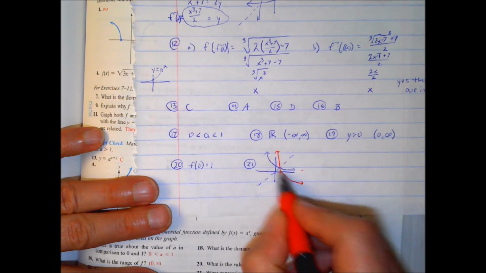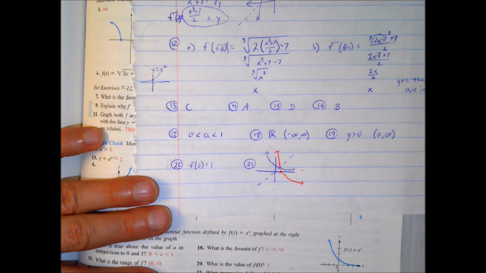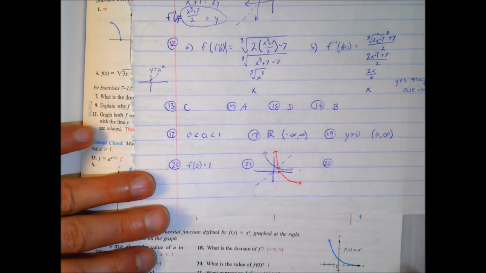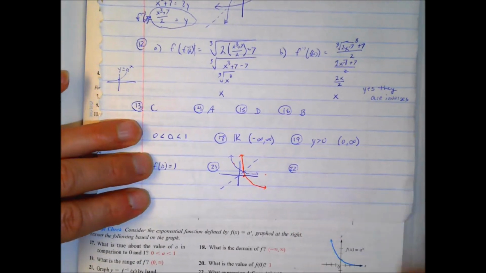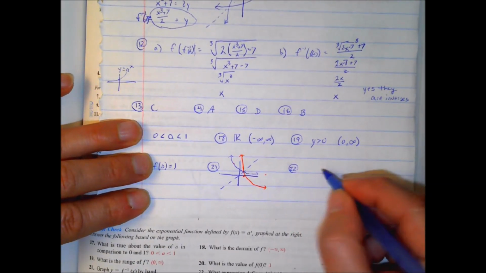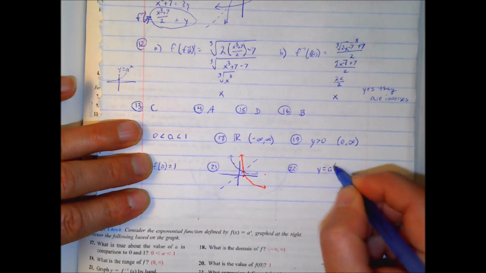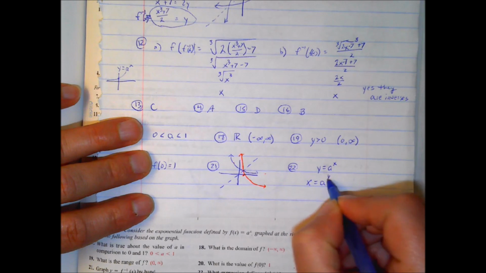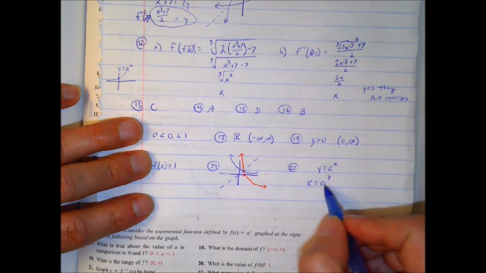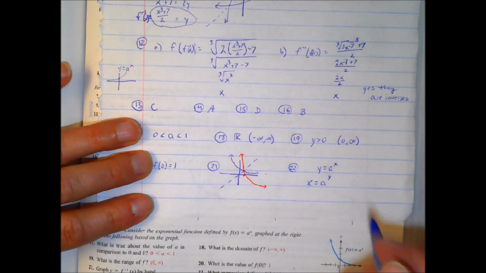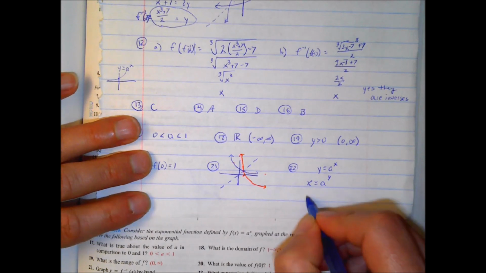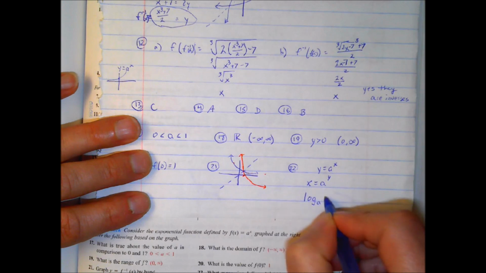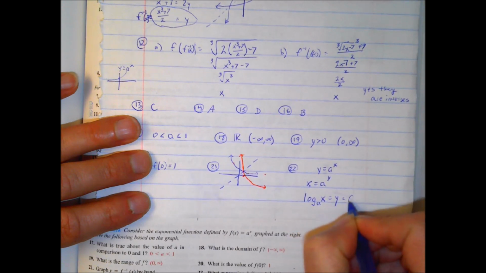Number 24, f of x equals e to the x plus 2. E is like 2 point whatever, so it's exponential growth. And plus 2 just shifts it up 2. So my asymptote, instead of being at 0, is shifted up 2. And this point from 1 goes up to 3. Okay, so there's our graph. Our domain, once again, goes this way and this way, all real numbers. And our range now goes from 2 through infinity.